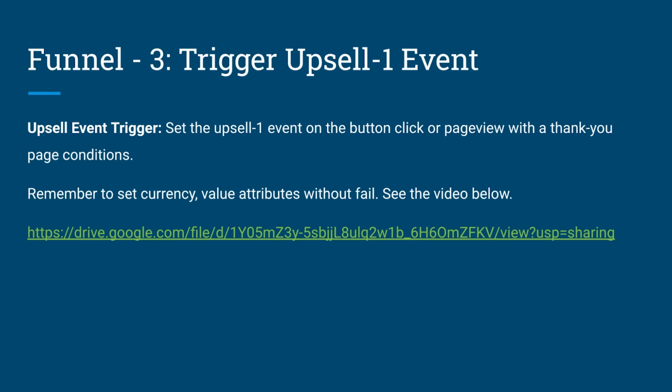For the first upsell event, when the user clicks the trigger button and moves on to the next page, in this case the next page is the second upsell page. So the success scenario will be set as the second upsell page path. Let's see how you can do that.